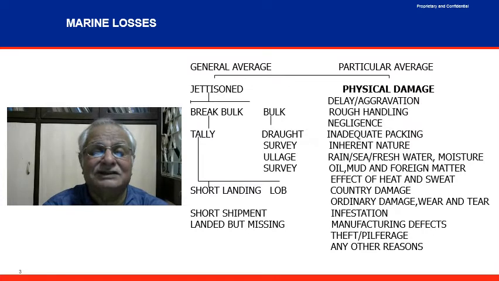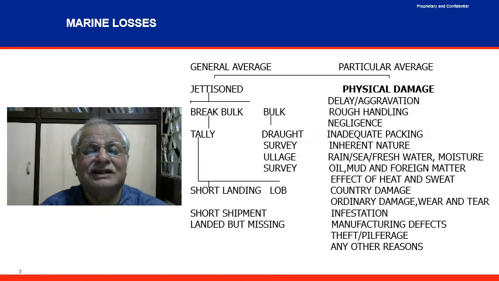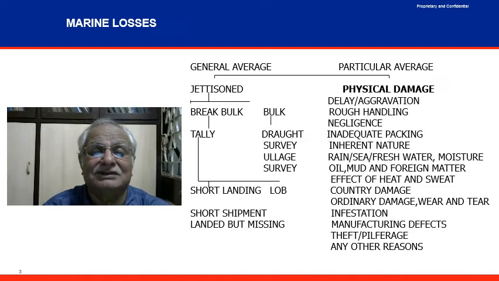Seawater damage implies that the loss could have taken place during transit. Freshwater damage will indicate that possible rainwater damage or moisture damage cannot be excluded. Oil, mud and foreign matter, there is not much to say on that. Then the effect of heating and sweating.